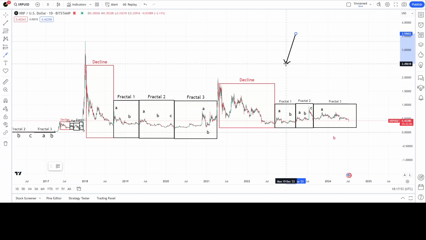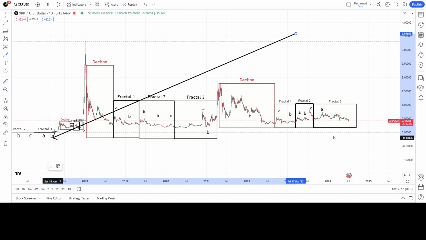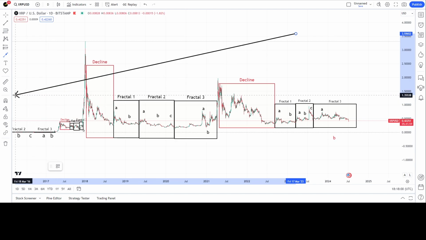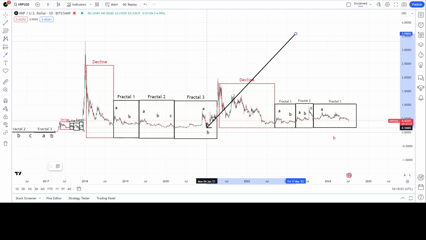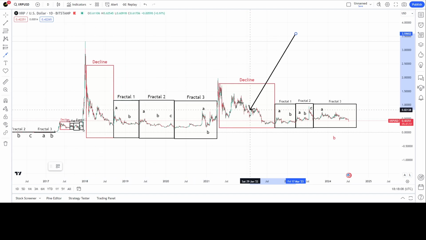So in this repetitive structure, it has its bull runs. We see one here, we see one here. If we go further back in time, we'll see other bull runs. We see one here. After that bull run comes a decline. We see one here, we see one here, we see one here.